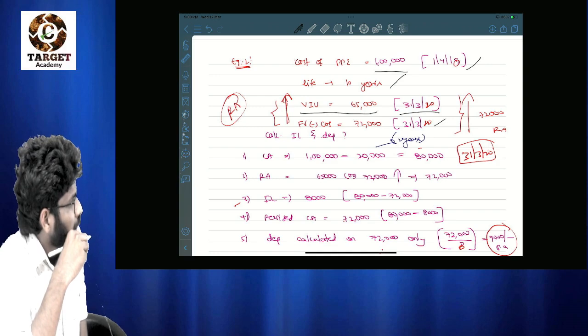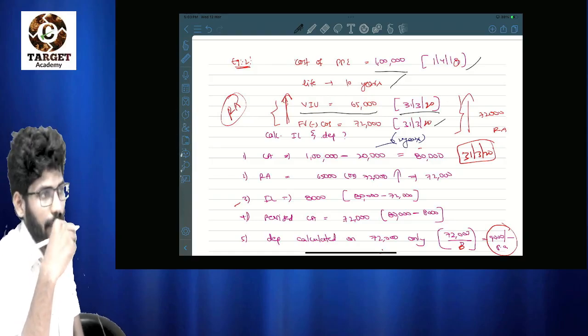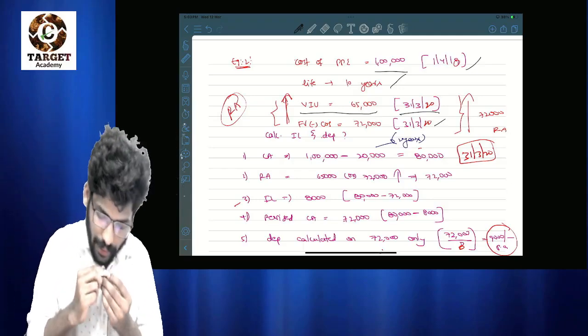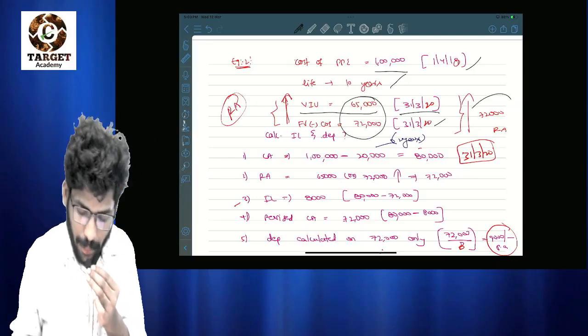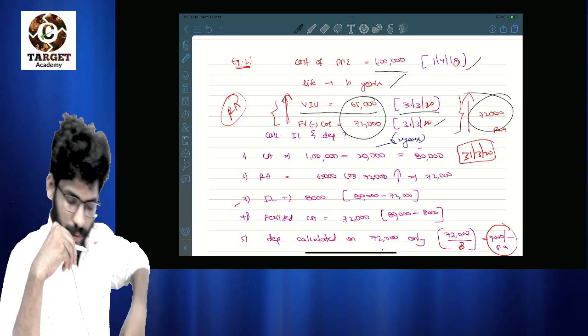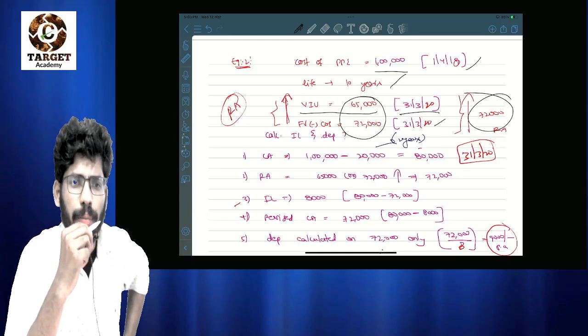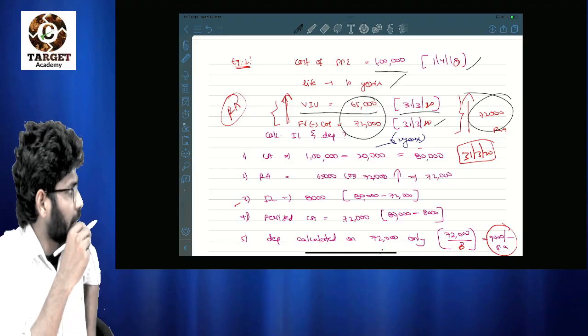Yes. So for calculating recoverable amount, what is the formula? Value in use or fair value less cost to sell, whichever is higher. So here what is the recoverable amount? 65,000 or 72,000, whichever is higher. How much? 72,000. That is the recoverable amount. So we have the recoverable amount on 31st March 2020.